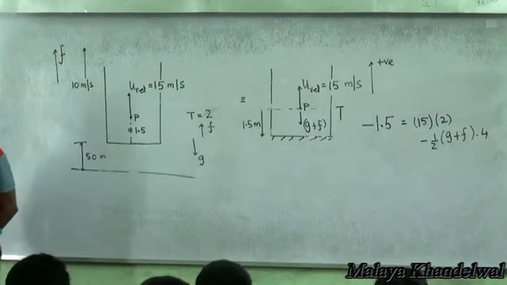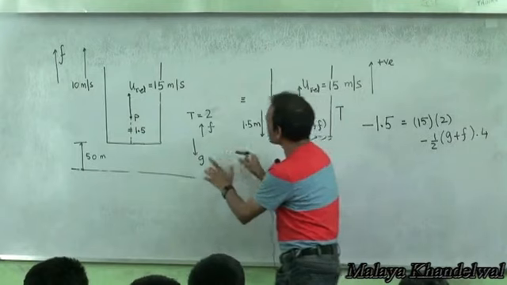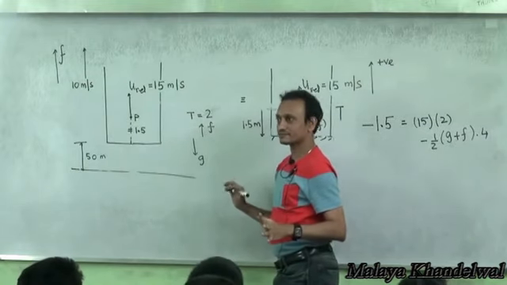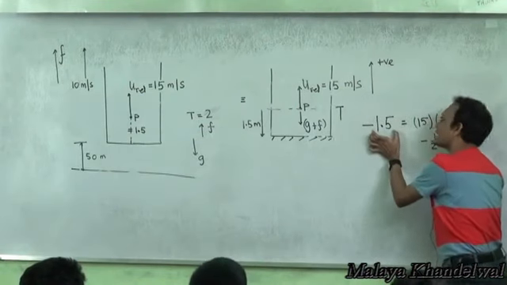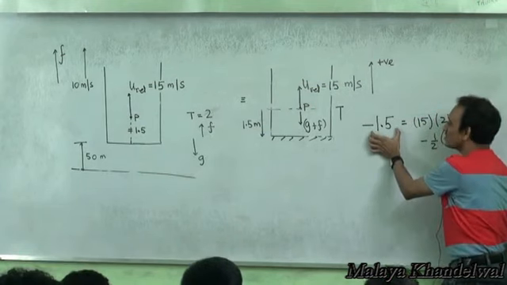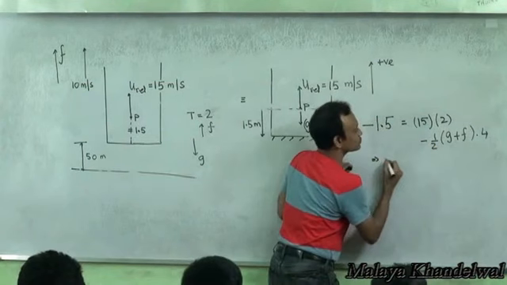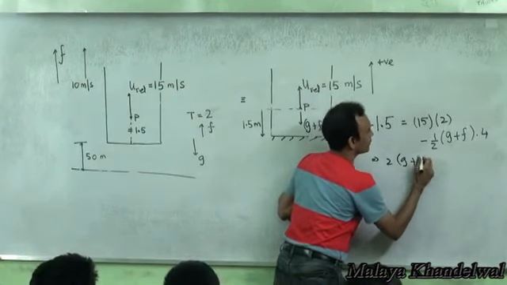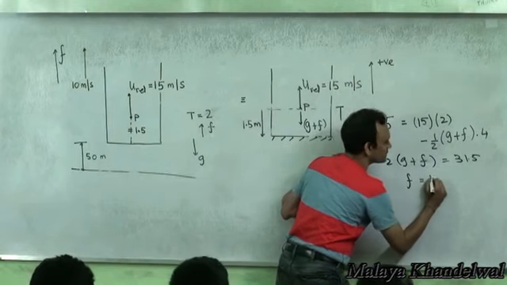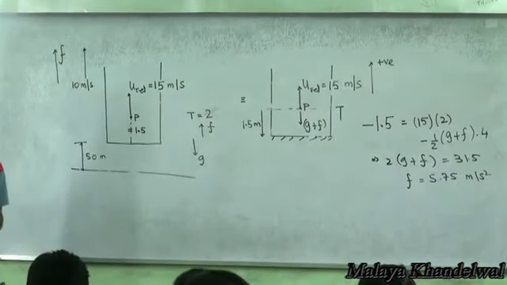I've taken downward negative. When I wrote this equation, I was explaining g plus f magnitude downwards. So when I write this equation, I say the displacement is minus 1.5, and the sign of every element here will change. So minus 1.5 is ut minus half (g plus f) t squared. That gives me 2 times (g plus f) is 31.5, or 15.75. f is 5.75 meters per second squared, the acceleration of the elevator. Right? Clear?